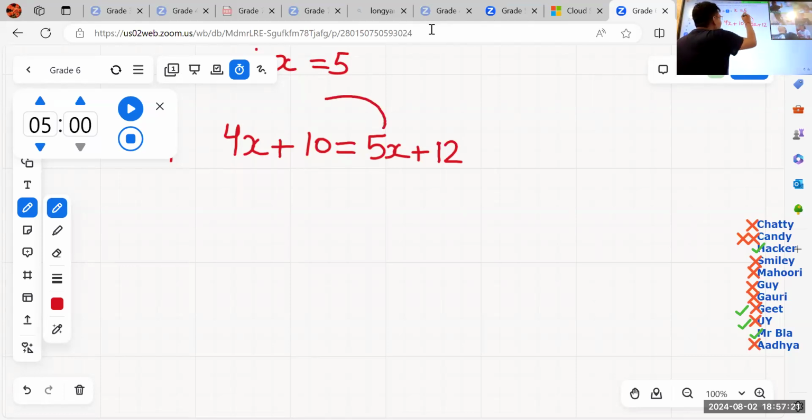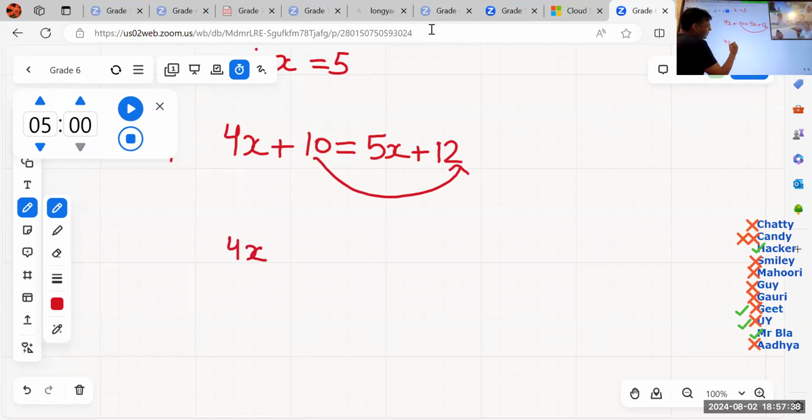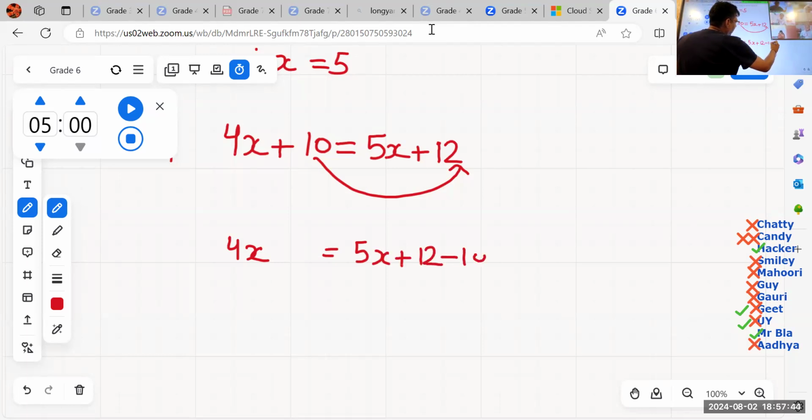So, 5x. I will take 10 to the left side first of all. I can take 5x also to the left side, but because in the previous examples I started with numbers, in this question also I'll start with the number. I'll change from left to right. So it will be 4x is equal to 5x plus 12 minus 10. Any doubts in this? No, sir.